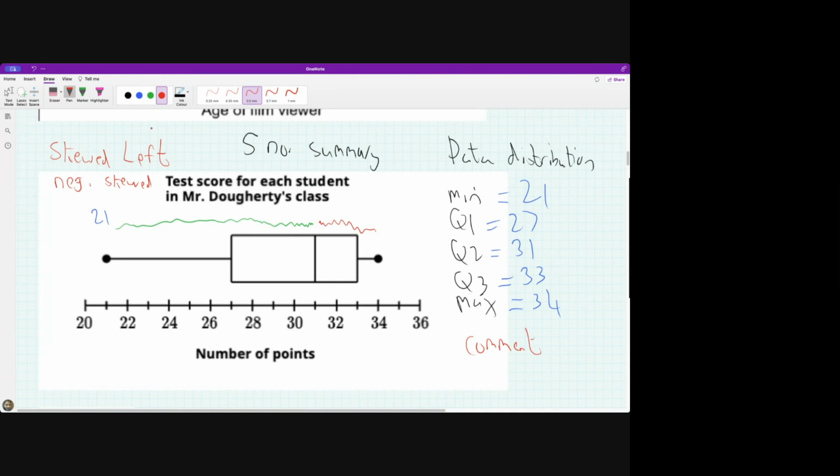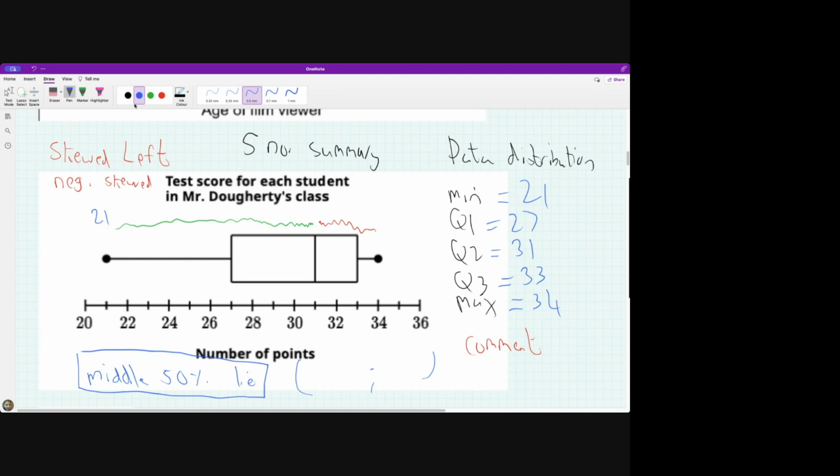Okay, for bonus points, an interpretation question. Between which two values does the middle 50% of data lie? So you need two values. Who feels like they know which two values are involved in the middle 50% of the data?